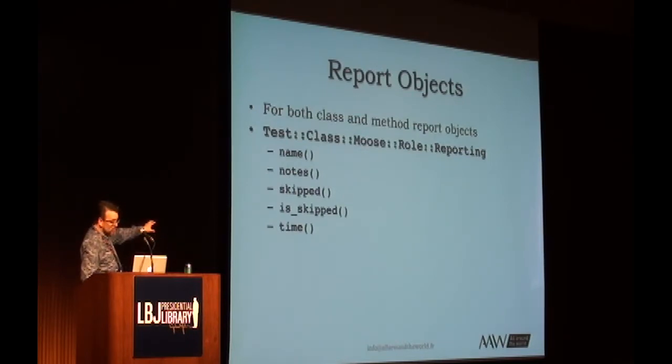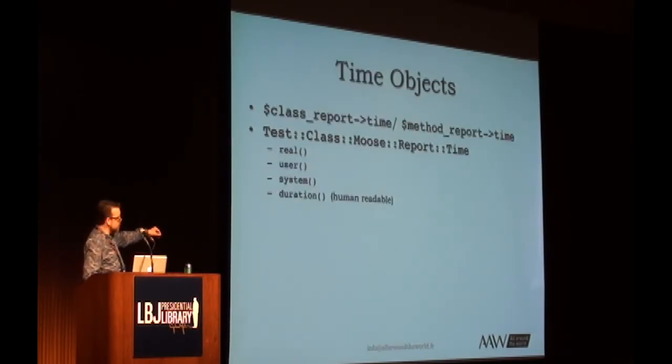And then you've got a time object. And this is just a Test::Class::Moose::Report::Time. It's got real time, user time, system time, and then if you like, you've got a human readable duration available for you, so you can find out what's really going on. Maybe it's using a lot of CPU time, or maybe there's something else hogging the CPU time while you're running the test suite, and the system time really isn't matching your real time. You can dig in, try and figure out what's going on.